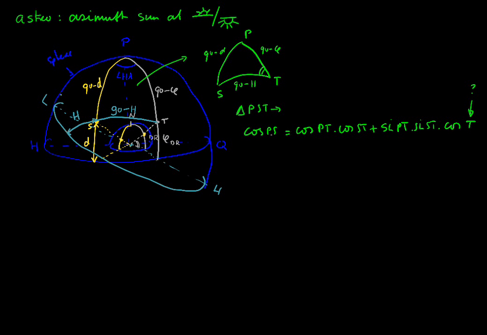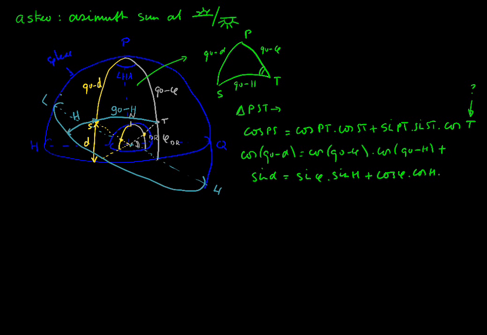Okay, filling in the things. Cosine PS: I had the cosine of 90 minus the declination, when you look in the drawing, it's this one here. Having said that, cosine of 90 minus the declination equals the sine of the declination. The cosine of PT, 90 minus the latitude, equals the sine of the latitude, times the cosine of ST, 90 minus h, which would be the sine of h. Likewise we can fill in that this would be the cosine of the latitude, the cosine of the altitude, and the cosine of T.